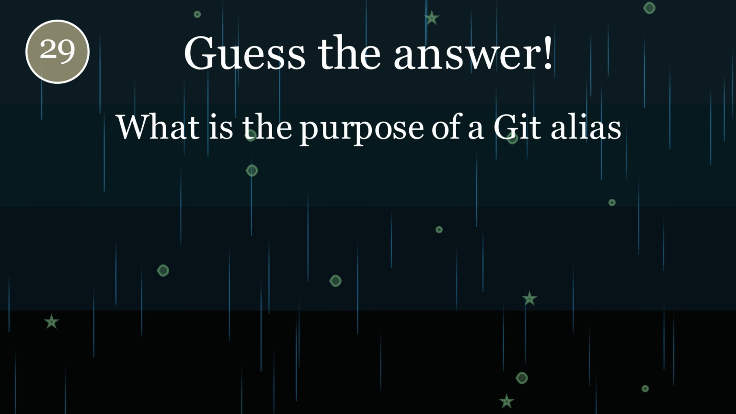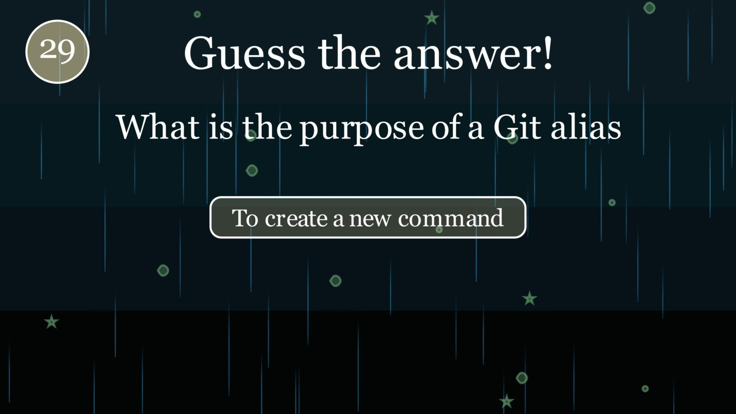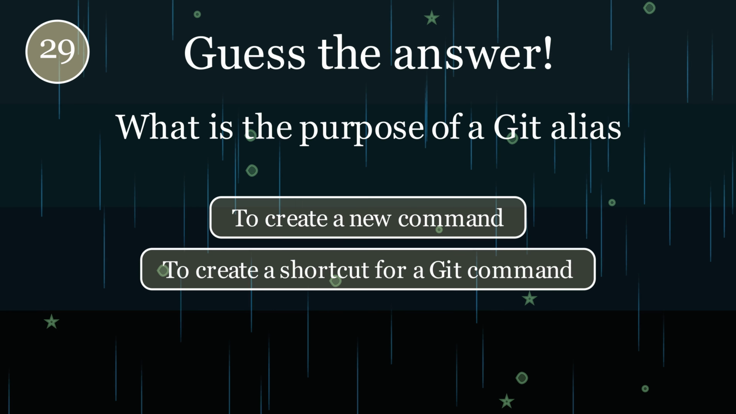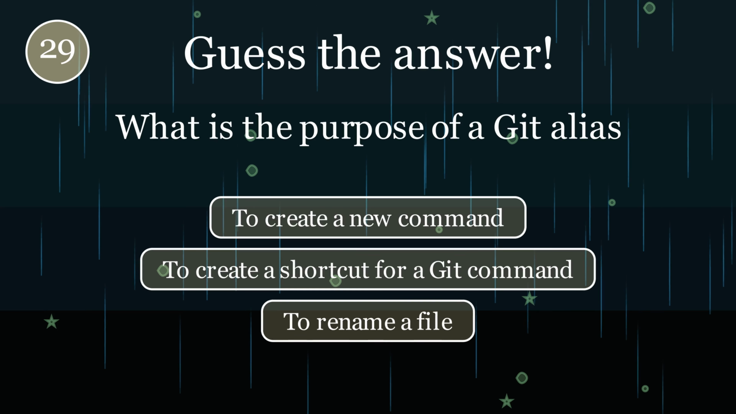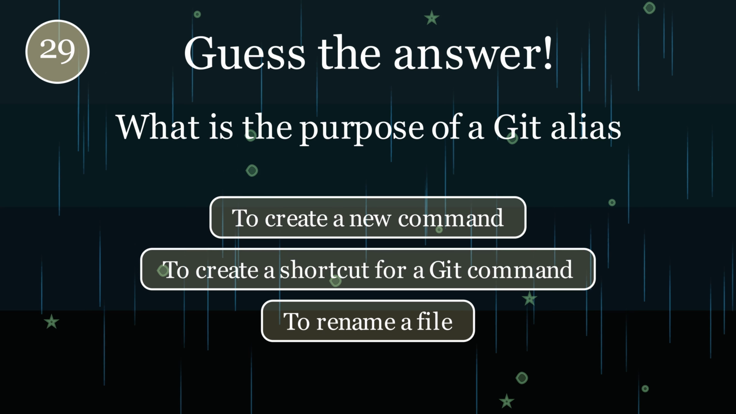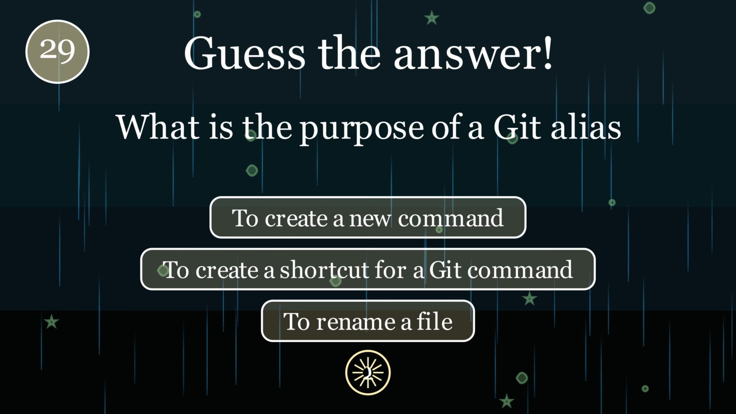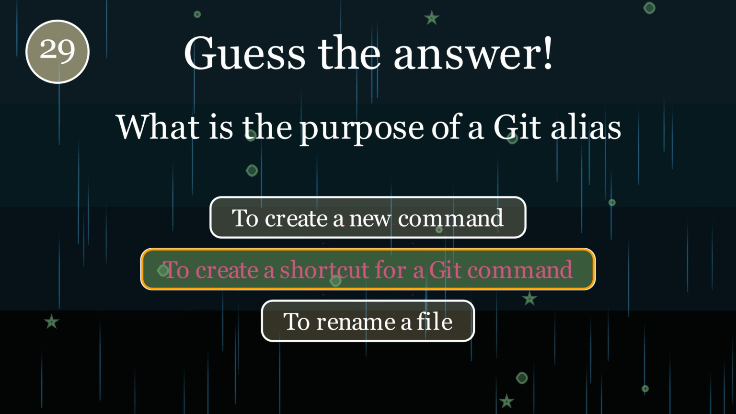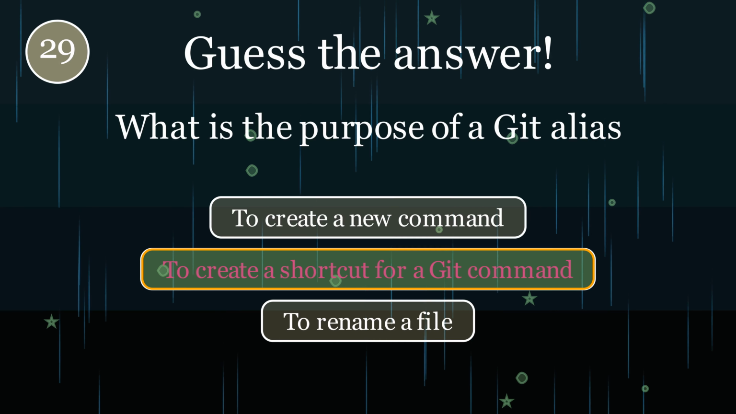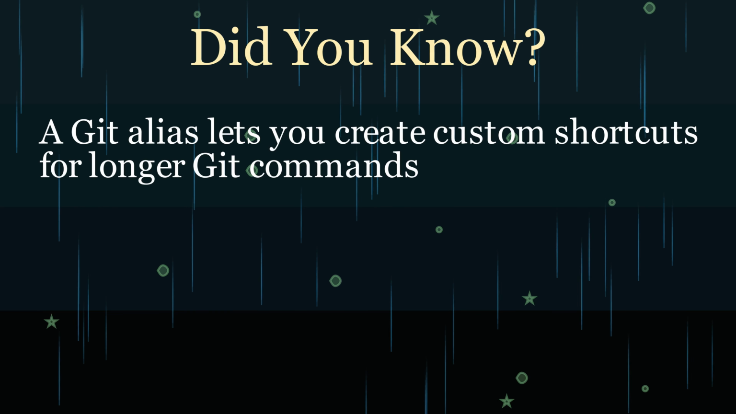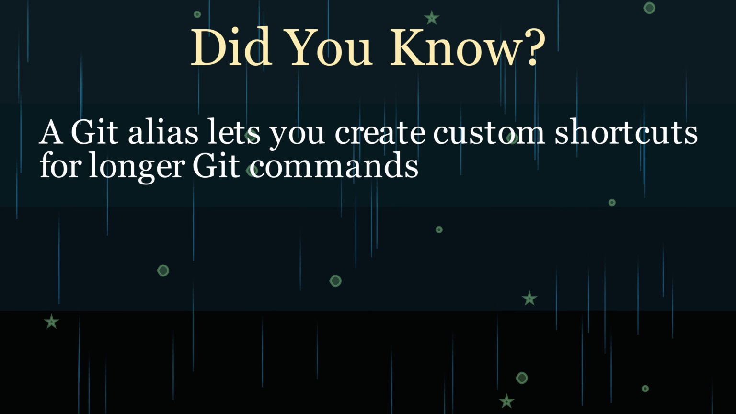What is the purpose of a git alias? To create a new command. To create a shortcut for a git command. To rename a file. The correct answer is to create a shortcut for a git command. Here's a nugget of wisdom: a git alias lets you create custom shortcuts for longer git commands.